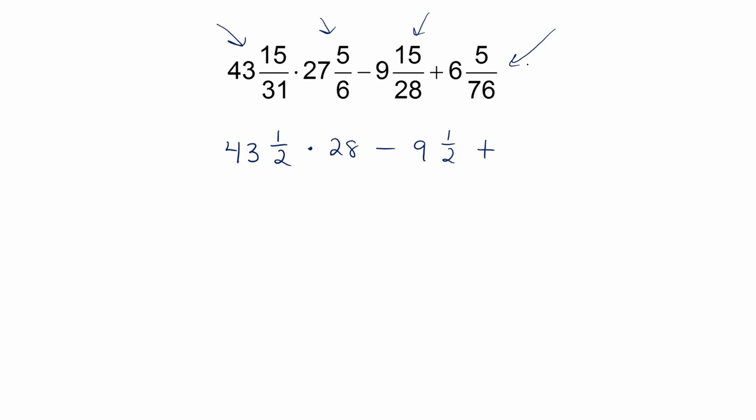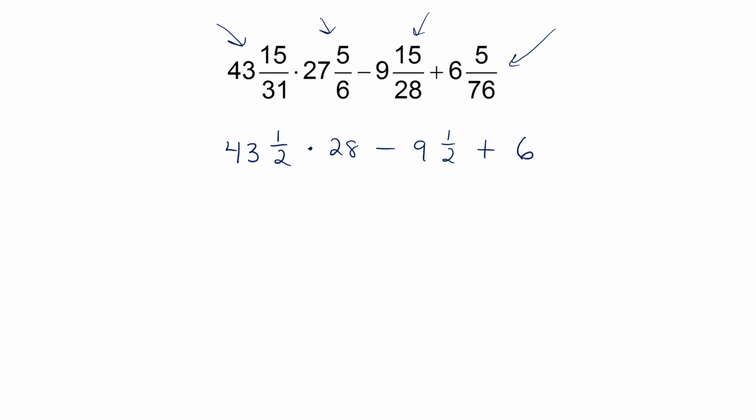Looking at this last fraction, the numerator is very small in relation to the denominator, so we'll approximate that fraction as being 0. So the 6 and 5 over 76, we'll simply approximate that as being 6. And now it's time to calculate.